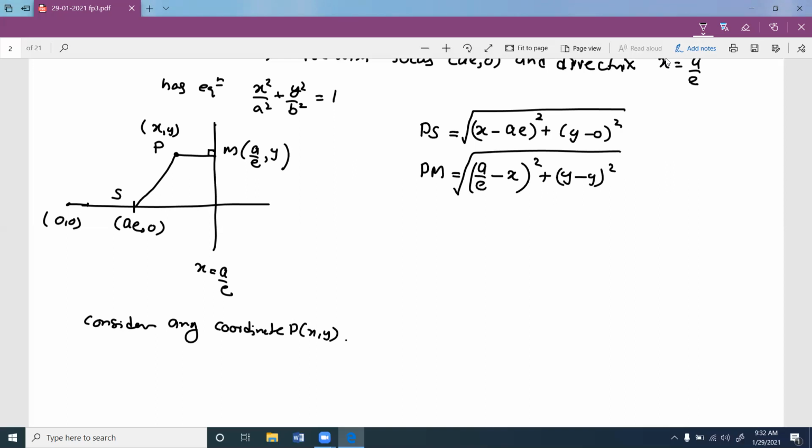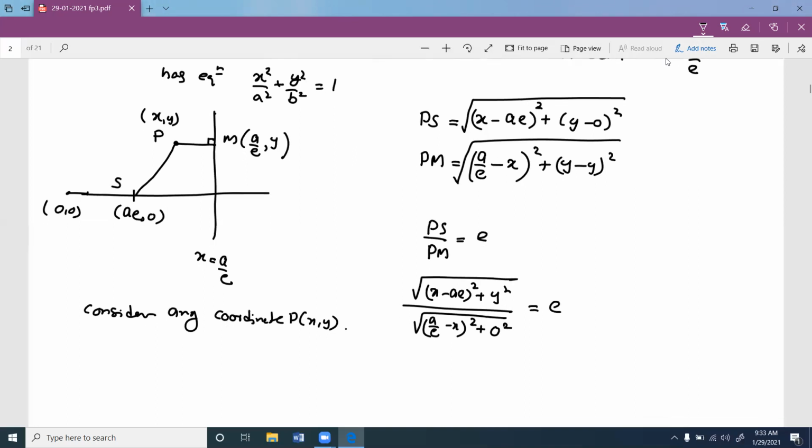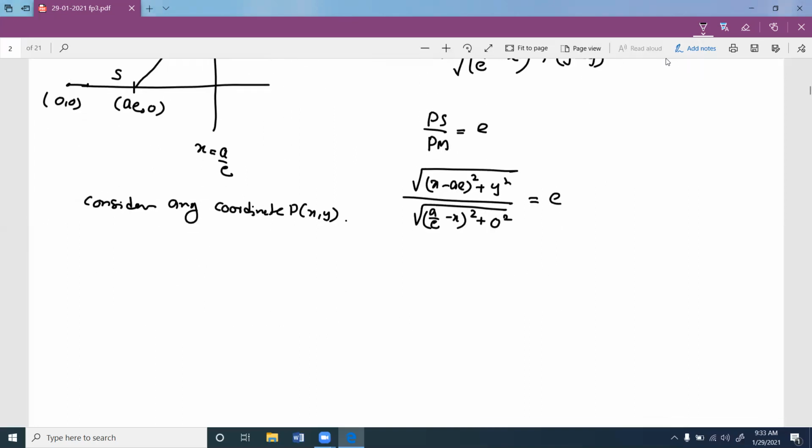Then there is a relationship: PS over PM is equal to e. So the square root of (x minus ae) squared plus y squared, divided by the square root of (a over e minus x) squared plus (y minus y) squared, is equal to e. Then I'll square both sides.